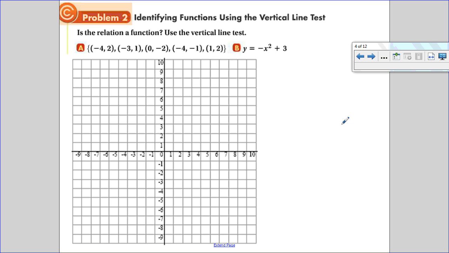Is a relation a function? Use the vertical line test. So we're going to do this real quick. -4, 2, there's a point. -3, 1, point. 0, -2, point. -4, -1, 1, 2, and that's everything.